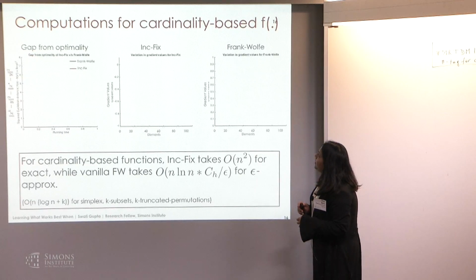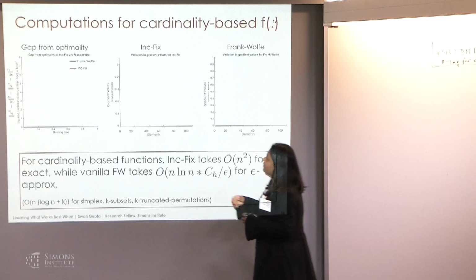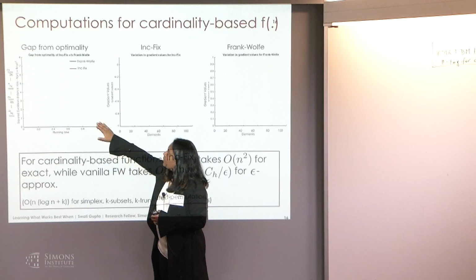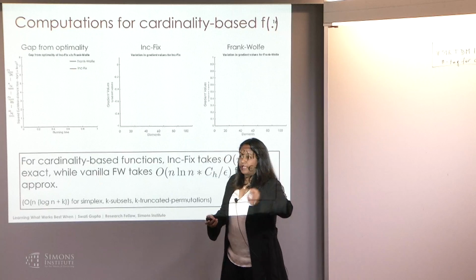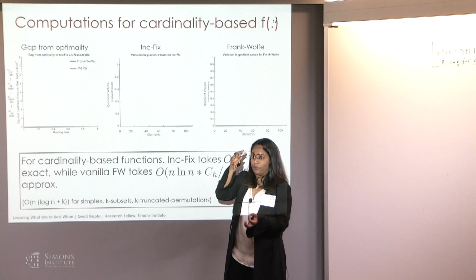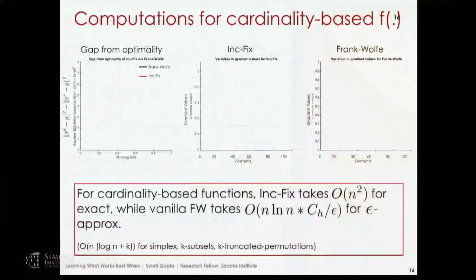And for this function, I'm going to project some points at random on the base polytope, and I'm going to plot the gap from optimality on this plot, which says how fast IncFix is decreasing in the optimality gap versus Frank-Wolfe. And the vanilla Frank-Wolfe method is very amenable to convex minimization over submodular polytopes, because it only asks for a linear optimization solution, which can be computed using Edmonds' greedy algorithm. So we are going to compare IncFix to Frank-Wolfe.